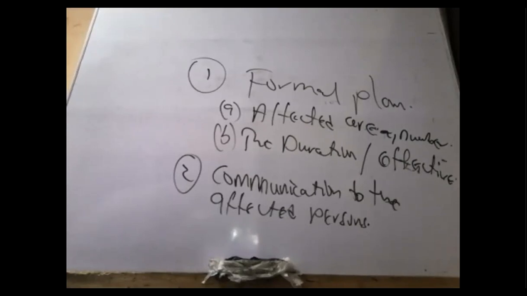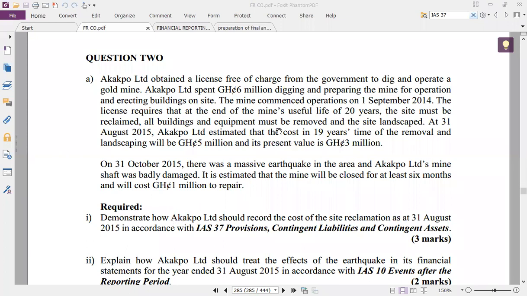Okay, so let's look at this particular question, and I like this question too. A couple limited. This is going for 2 marks. Demonstrate how a couple limited should record the cost of site reclamation as of 31st August 2015 in accordance with IAS 37: provision, contingent liability, and contingent asset.